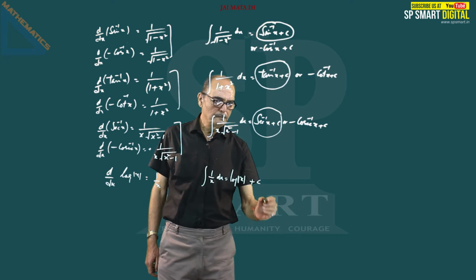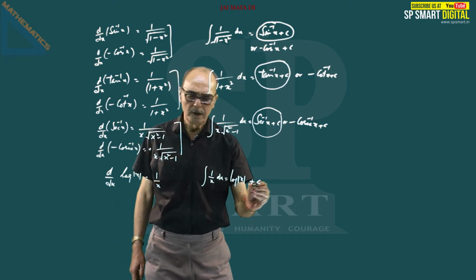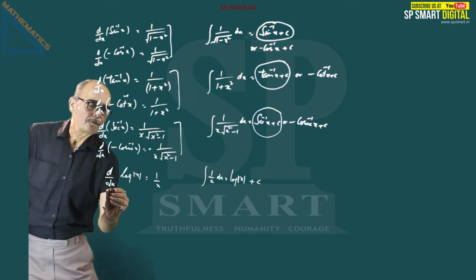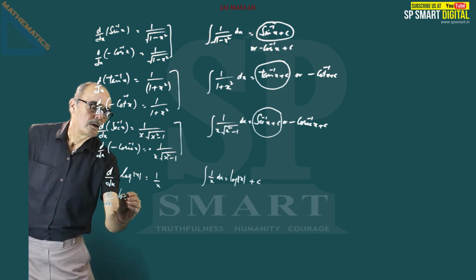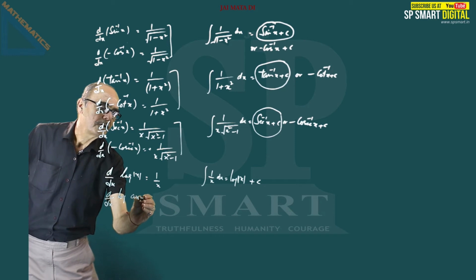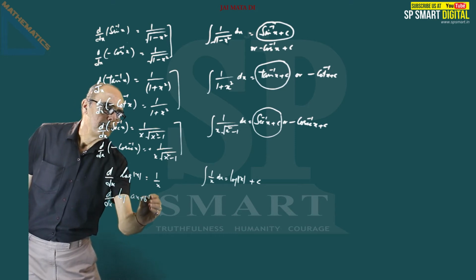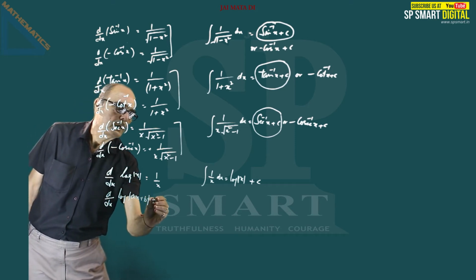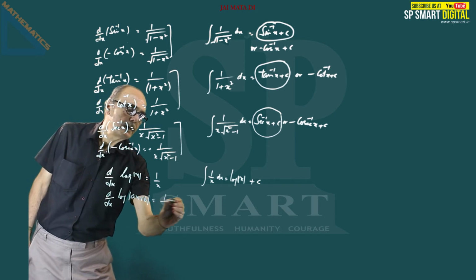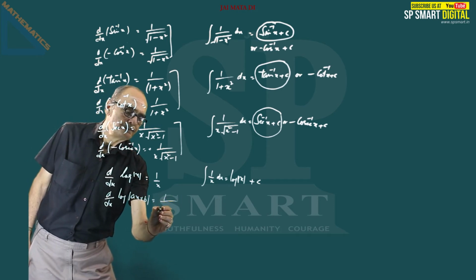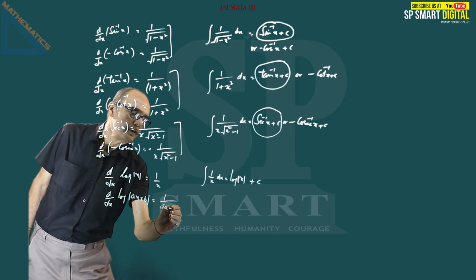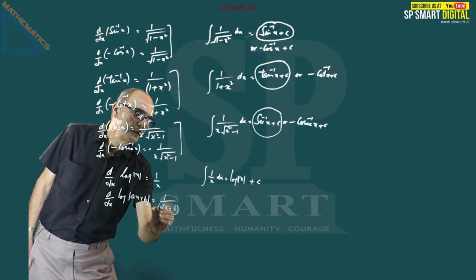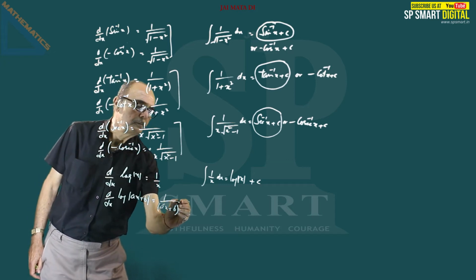If it is d upon dx of log of ax plus b, it is 1 by ax plus b into a.